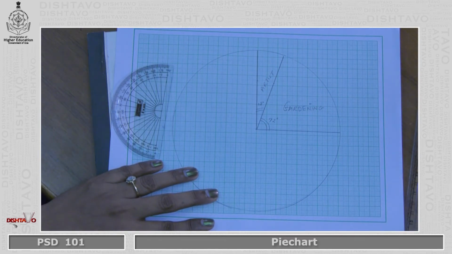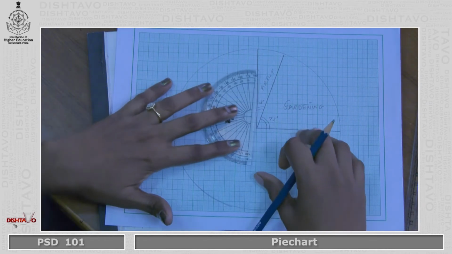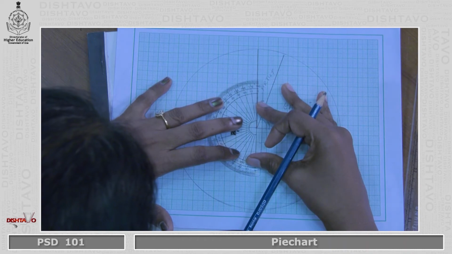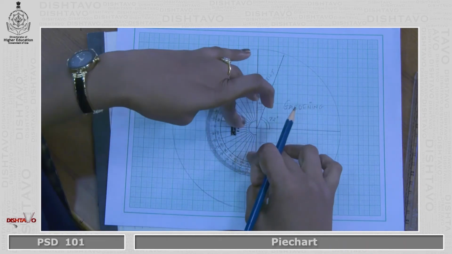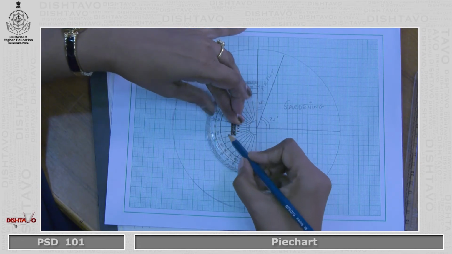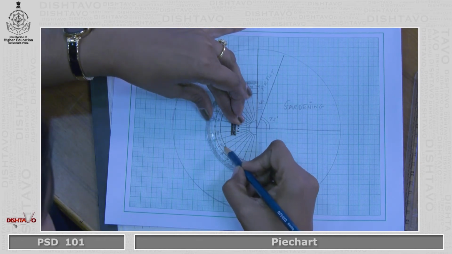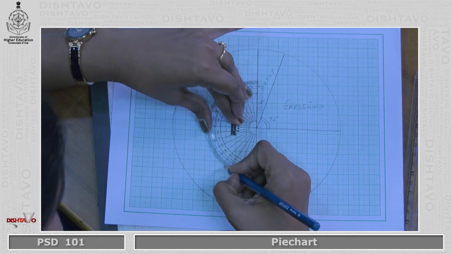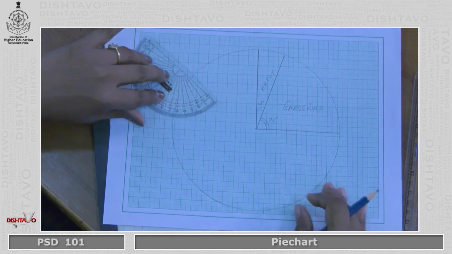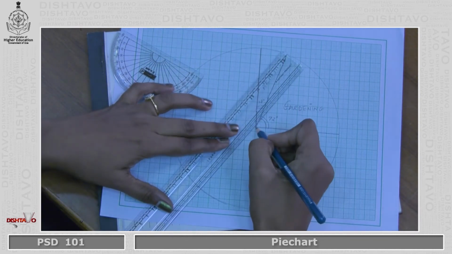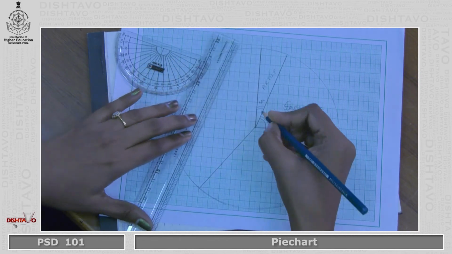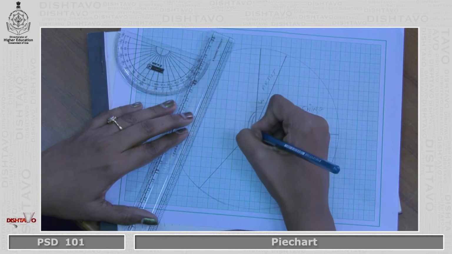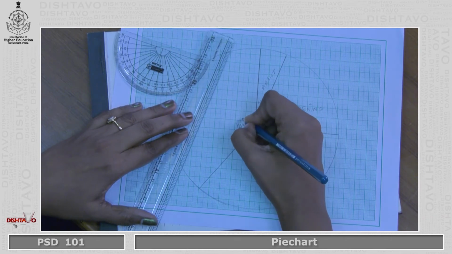Then we go to the third one, music, which is 144 degree. So we place our protractor here and we count the 144, 90, 100, 110, 120, 130, 140 and somewhere we place here and we mark a point and we take a ruler and we join the point and here we mark it as 144 degree.